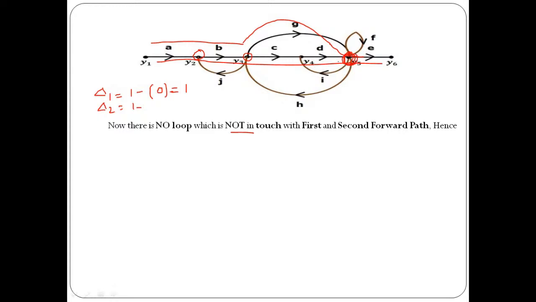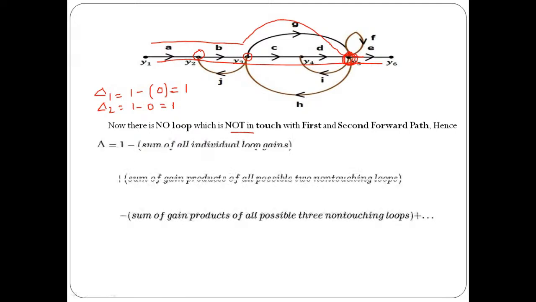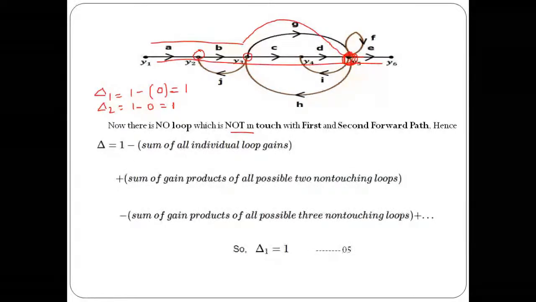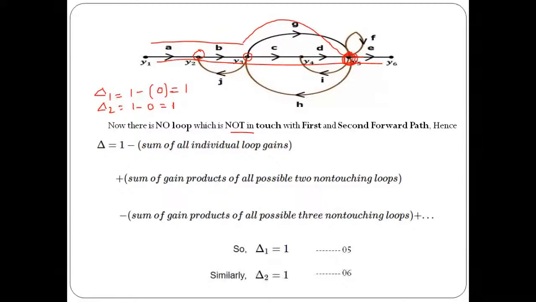That means there is no single loop available in the structure which is not in physical contact with the second forward path. Hence the expression for delta 2 is going to be 1 minus 0. So it is going to be 1. I hope this point is clear to everyone. So if you apply this logic, the value of delta 1 is going to be 1. Let this be equation number 5. The value of delta 2 is going to be 1, which will be your equation number 6.